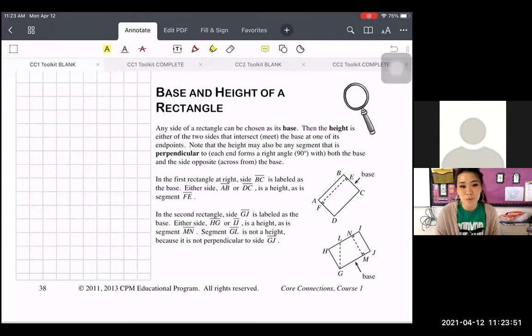We're going to go ahead and go through the base and height of a rectangle in your toolkit. This is on page 38. So go ahead and turn through it, read through it, underline what you think is important, and then come back to us.